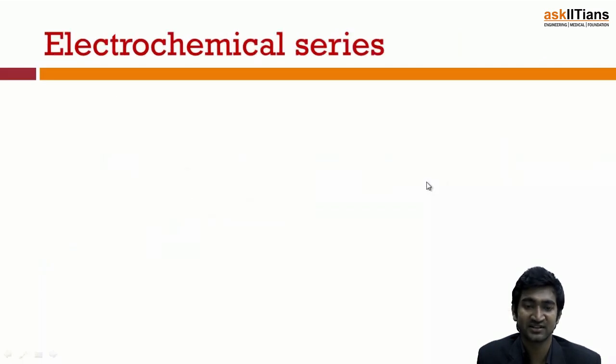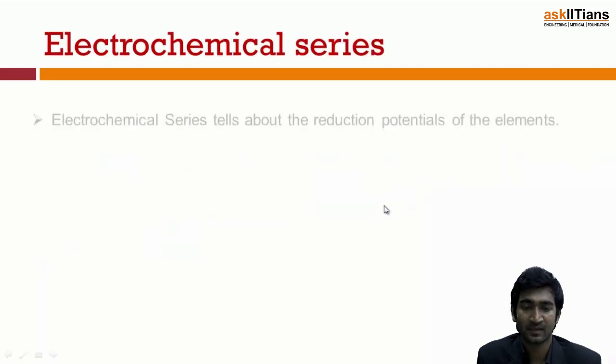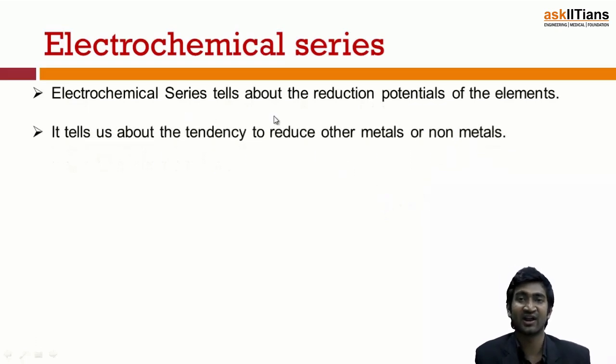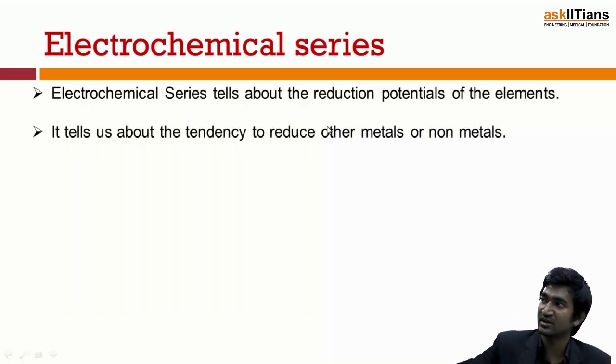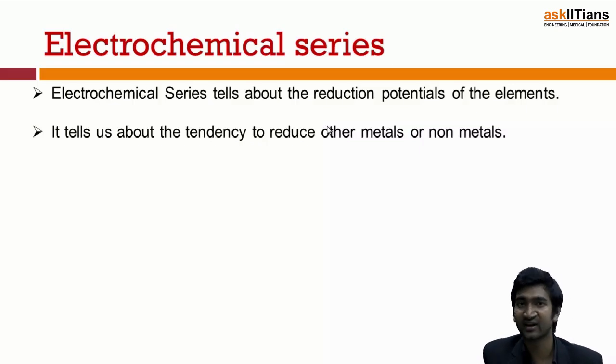Next is the electrochemical series, guys. So the electrochemical series tells us about the reduction potential of every element. It is actually a total series, a table, which tells us the reduction potentials and also tells about the tendency to reduce other metals or non-metals. This means the ones which are lower in the list are able to reduce the above ones. The one which has a more negative reduction potential may reduce the above ones, but the reverse is not true.